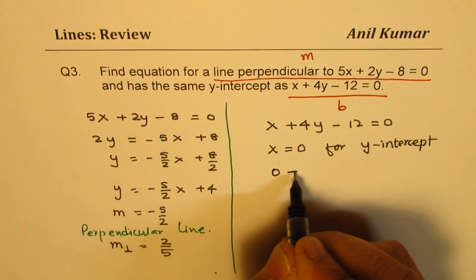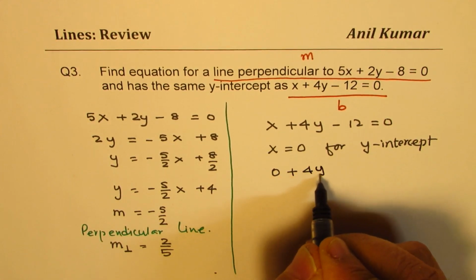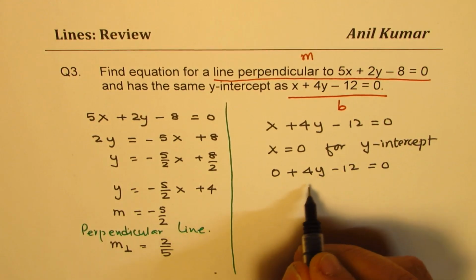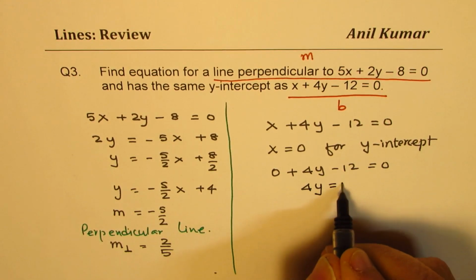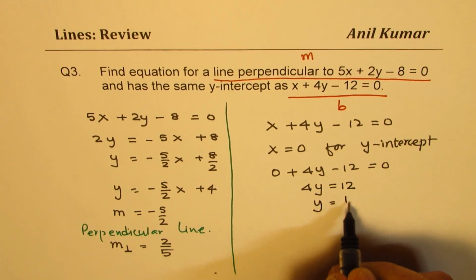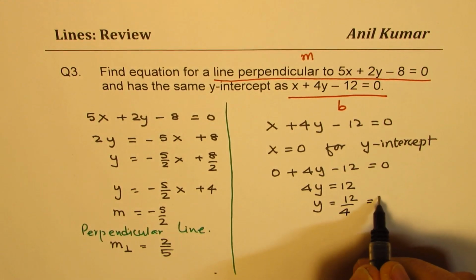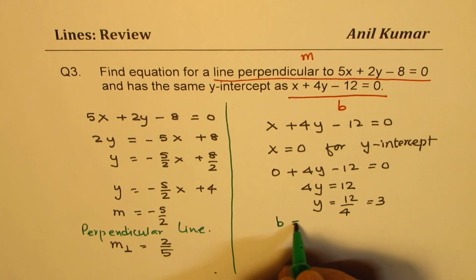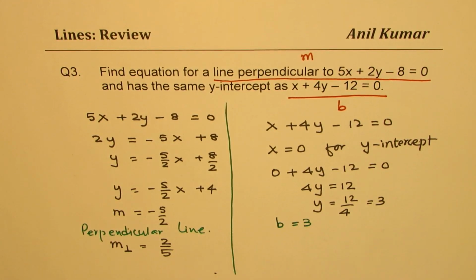Substituting x equals 0, we get 0 plus 4y minus 12 equals 0. We can solve for y now, right? So we have 4y equals 12, or y equals 12 over 4, which is 3. And that gives you the y-intercept value b as 3.